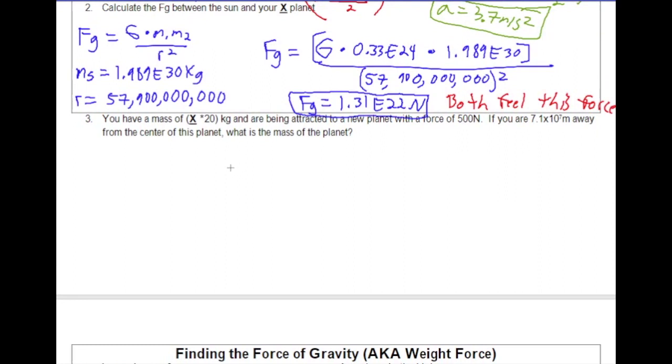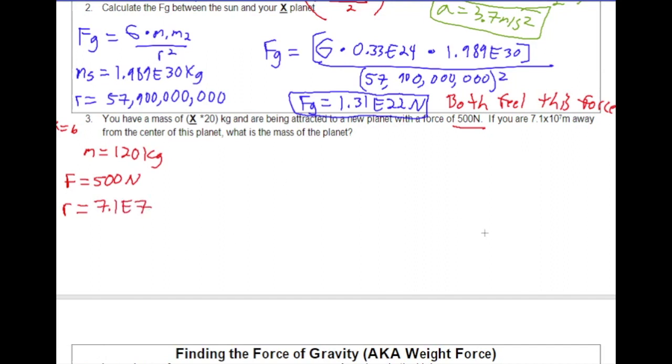Number 3 says you have a mass of x times 20. Remember, my x value was 6, so that's going to be 6 times 20. So my mass is going to equal 120 in this case. And you are being attracted to a new planet with a force of 500 newtons. So I'm feeling a force of 500 newtons towards that planet. If I was 7.1 times 10 to the 7th meters away from the center of the planet, what would the mass of that planet be? So basically it's saying my R value is 7.1e7.